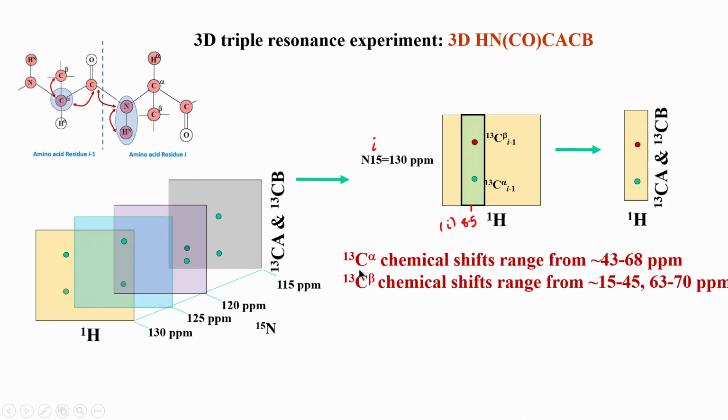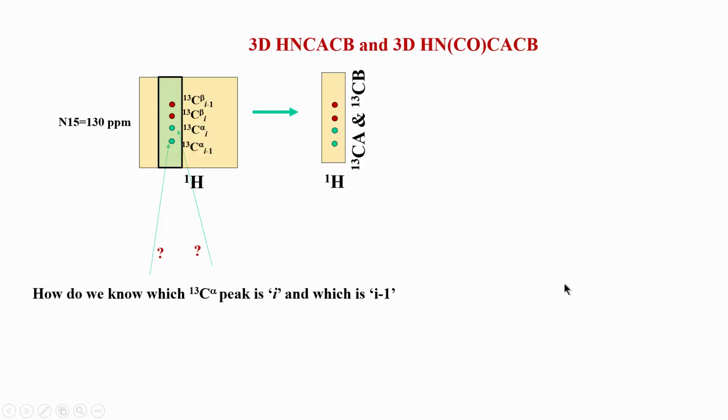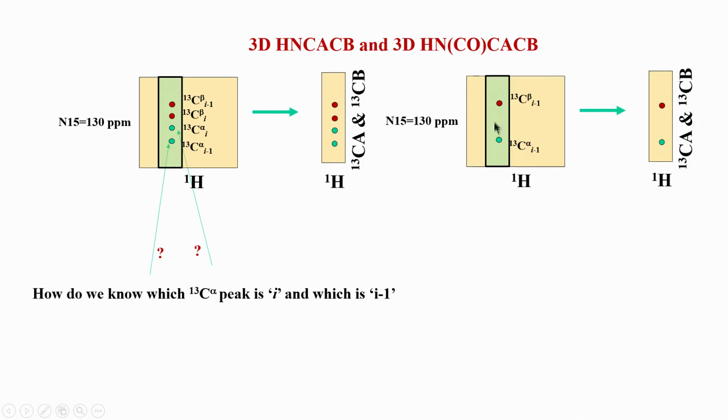Chemical shift wise it is the same: C alpha always remains in this range, this does not depend on the experiment, it is the inherent nature or range of C alpha. Similarly, C beta also always remains in this range. So, the question we asked is how do we distinguish C alpha from C alpha I minus 1, which we could not, and similarly beta from I and I minus 1. Now, with this experiment HNCO CACB I am able to do that, because if you look at this same combination, these are both I, this is I and this is I.